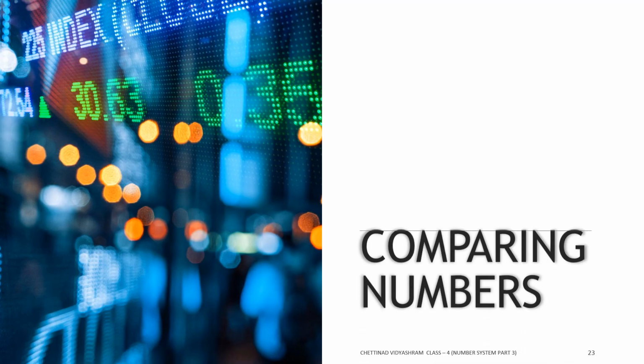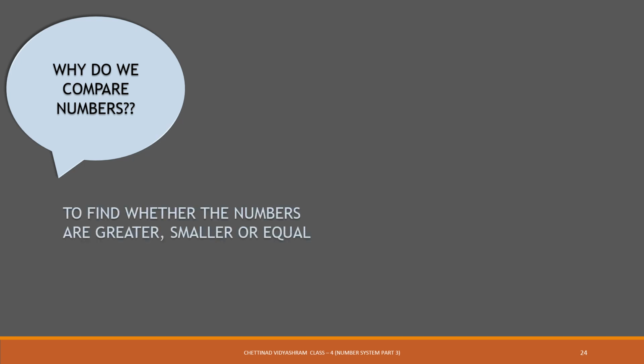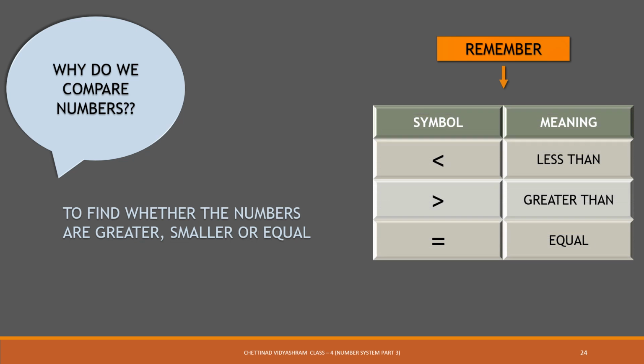Moving on to comparing numbers. Why do we compare numbers? To find whether the given numbers are greater, smaller or equal to each other. Remember the following symbols, children: less than, greater than or equal. Always the wide open side will have the greater number. The other side will have the smaller number.